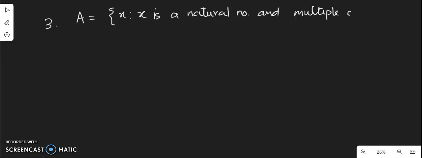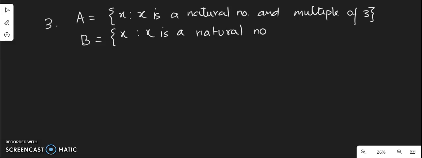Multiple of 3, that is A, and there is another set B which is given by x such that x is a natural number less than 6. So first, these are the set builder forms. What I'm going to write is the tabular form of them. So x is a natural number and a multiple of 3.